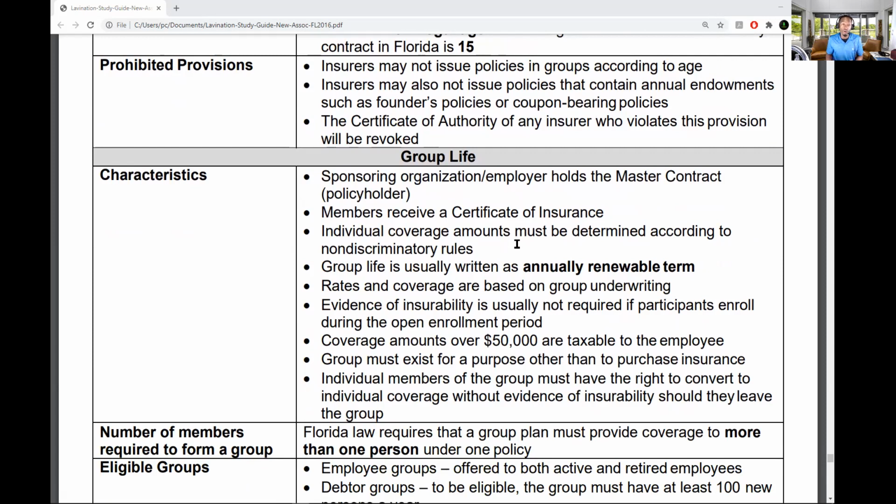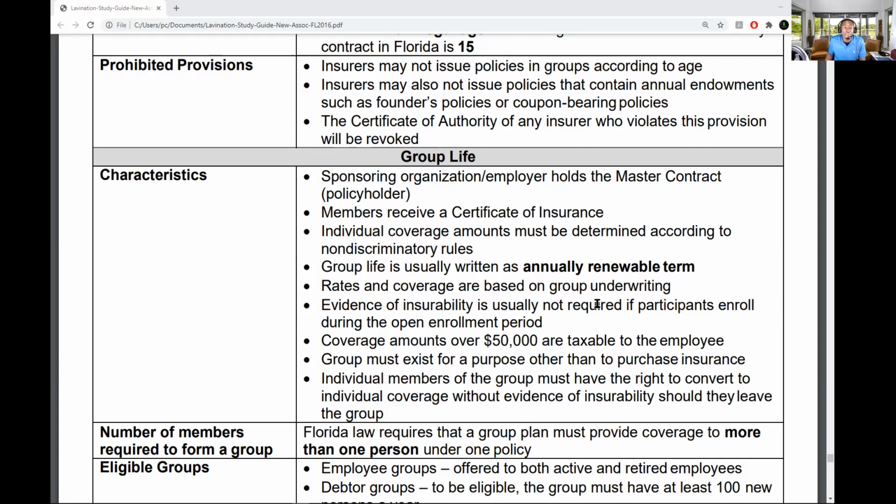So the sponsoring organization, or what we call the employer, usually holds the master contract, which means they become the policyholder. There is one contract, and every employee is covered under that master policy. Those members receive a certificate of insurance telling them that they are covered under the master policy. Individual coverage amounts must be determined according to a non-discriminatory rule, so they cannot discriminate. Group life insurance is usually written as annually renewable term. That means every year, renewable term insurance.